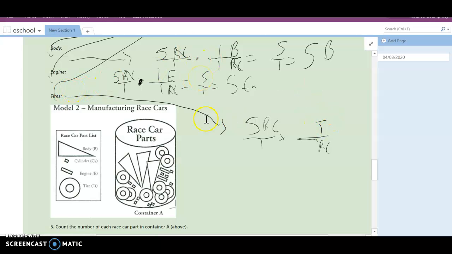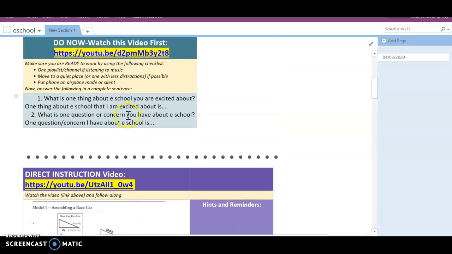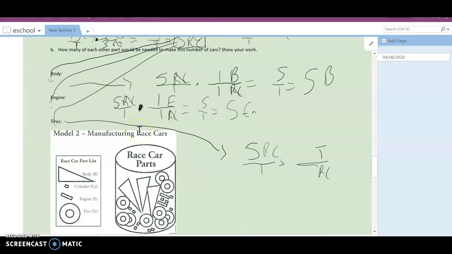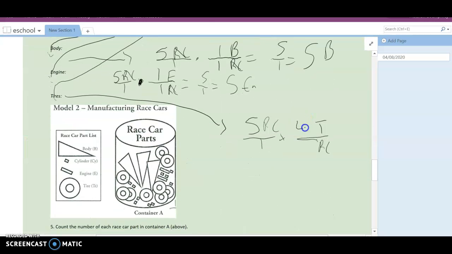I'm going to go up to my equation here. Where's my equation? There it is. When I have one race car, I have 4 tires. So I'm going to put 4 in there. And for my balance equation, I also saw that there was a 1. So now 5 times 4 is 20. 1 times 1 is 1. My units have canceled out, so now I have 20 tires.